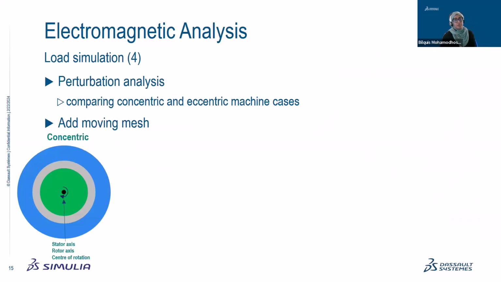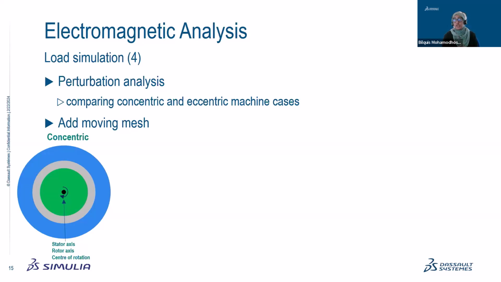So for the perturbation analysis, we mainly talk about concentric and eccentric machine cases. A concentric machine case would be where the stator axis and the rotor axis, as well as the center of rotation, are all aligned, and the machine is rotating concentrically in a normal way, in an ideal way. But most of the time, this is not the case.